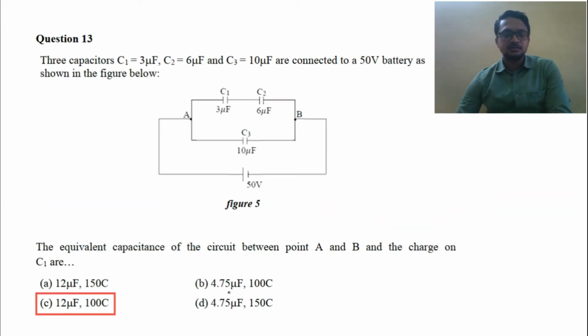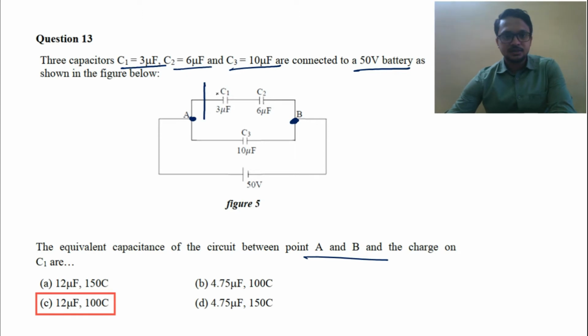Our next question is question number 13, from capacitors, combination of capacitors. C1, C2, C3 are given: 3, 6 and 10, connected to a 50 volt battery as shown in the figure. What is the equivalent capacitance of the circuit between A and B? This is a mixed combination. For a mixed combination we have to find the smallest part. This is the smallest part, and they are in series here. So 1 by CS, series combination means reciprocal, so 1 by 3 plus 1 by 6.